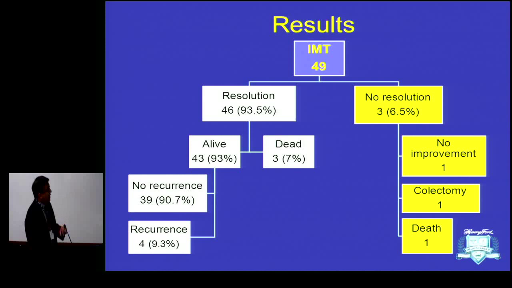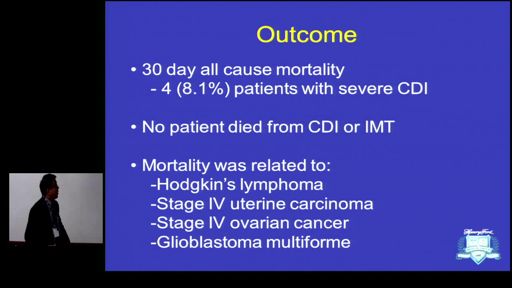But if you look at non-resolution, three people did not resolve despite fecal transplant. One had no improvement, one underwent a colectomy because of ischemic colitis, and the other died within the 7-day period, once again due to cancer. But the C. diff seemed to improve; unfortunately, because the criteria was very strict, we had to put that patient as non-resolution because the patient died within 7 days. So the 30-day all-cause mortality was 4.8%, and all of them had severe CDI. No patient died from CDI or intestinal microbiota transplantation. All the mortality was related to cancers. Some had Hodgkin's, uterine, ovarian, and GBM.